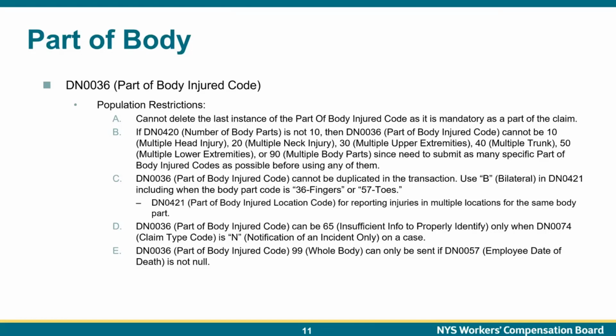And the last population restriction on this screen is DN36, 99 whole body can only be sent if DN57 employee date of death is not null. What this means is that if you're reporting date of death and it's present, you are allowed to use 99 whole body for that death case.